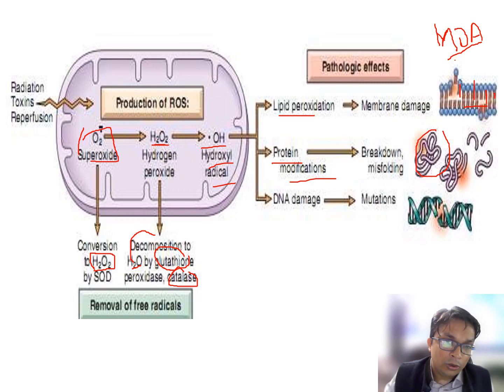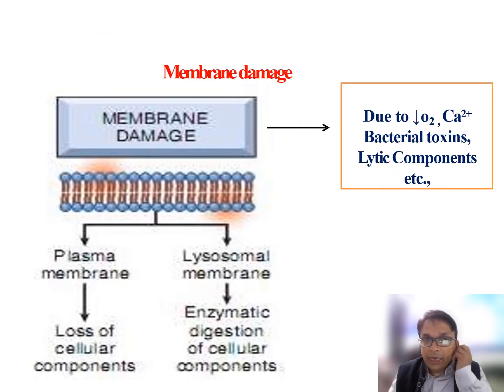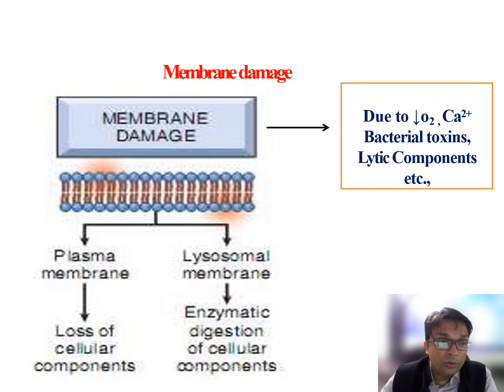If you talk about membrane damage, your membrane is made up of phospholipid. Now, due to over calcium, bacterial toxin, lytic components, decreased oxygen production, what will happen? The plasma membrane gets damaged over there. Phospholipid gets broken down over there. That results in loss of cellular components that I told you about in the case of necrosis too.